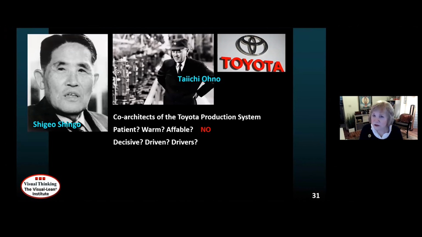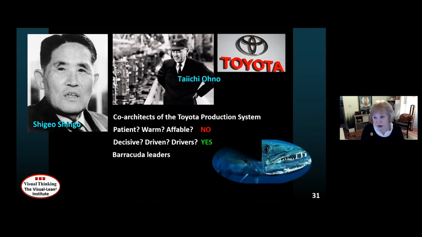They were decisive, carefully decisive, but decisive nonetheless. They were driven. They were drivers. They were not pleasant people to be around, neither one of them. They had an outward-facing face. They had an outward-facing demeanor when they needed it. But when you worked closely with them, they were barracudas. And I came upon this idea of a barracuda leader when I was doing some research on the barracuda. The barracuda is an ambush fish. It will actually attack at the least provocation.